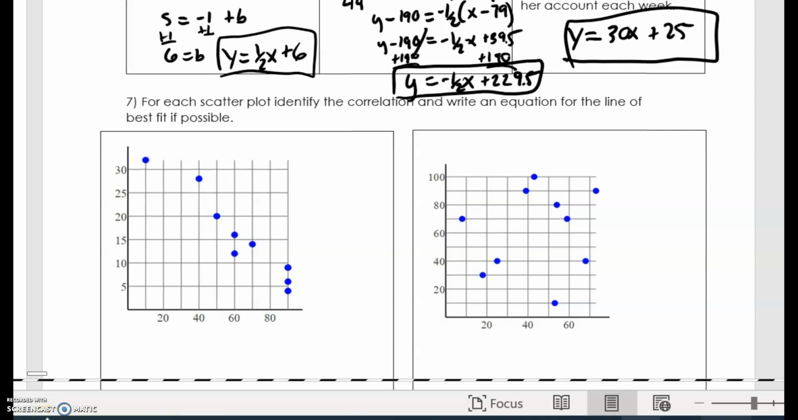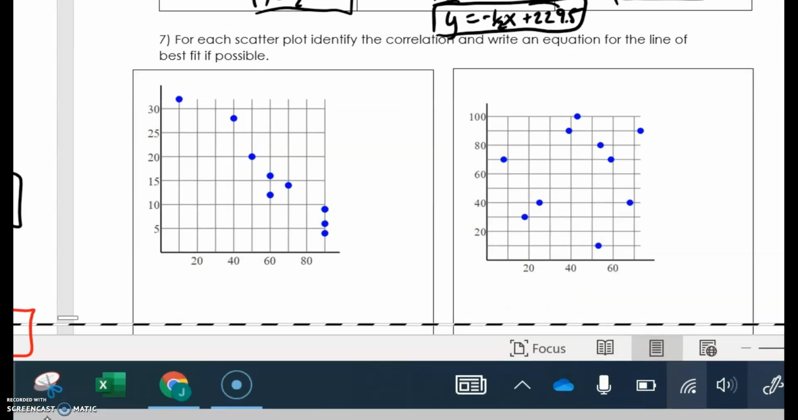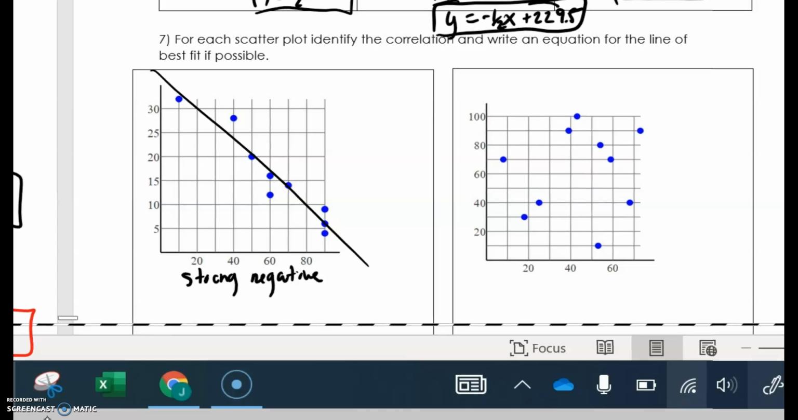For each scatter plot, identify the correlation and write the equation of the line if possible. Correlation is strong, because the points are really tight together. Strong negative. And the equation would look something like that. So it looks like it would have a y-intercept around 40, and it's going down.